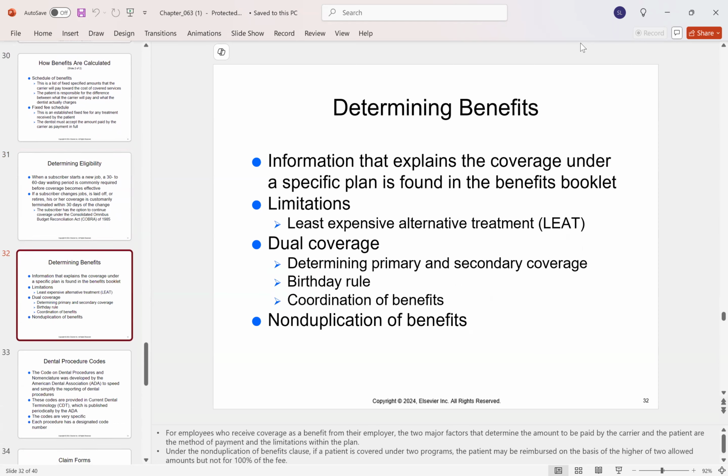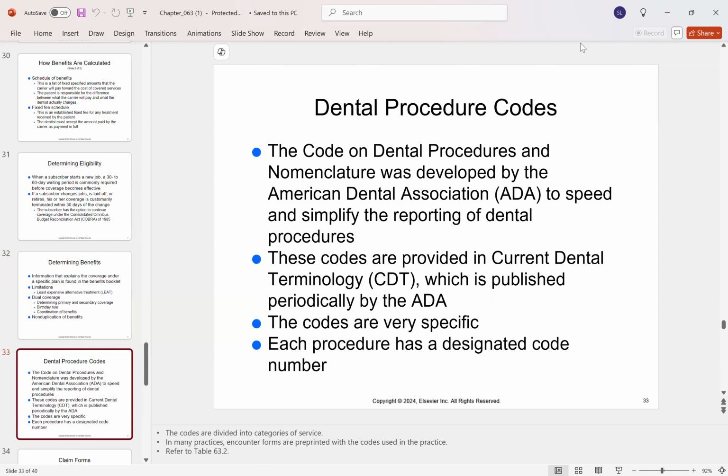Information that explains the coverage under a specific plan is found in the benefits booklet. There may be limitations, such as the least expensive alternative treatment, and dual coverage, determining primary and secondary coverage. There's a birthday rule, coordination of benefits, and non-duplication of benefits.